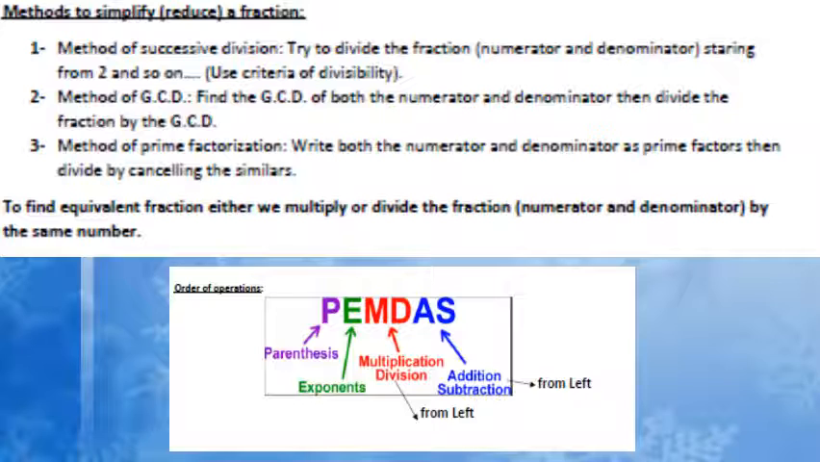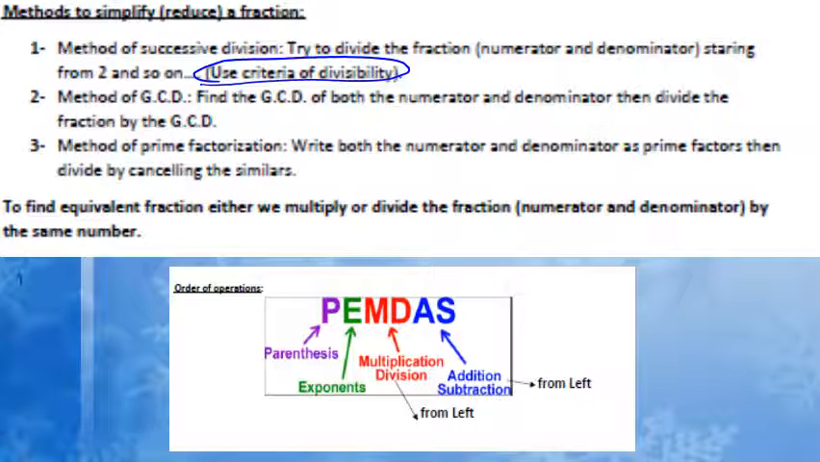Now, if we want to simplify or reduce a fraction, we have 3 methods. The first method is the method of successive division. We try to divide the numerator and denominator starting from 2. If we can, we divide. If we can't, we try by 3, and so on. Here, we should use the criteria of divisibility because they help you very much.